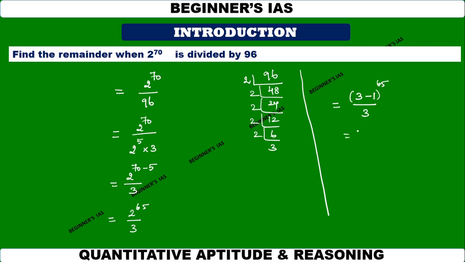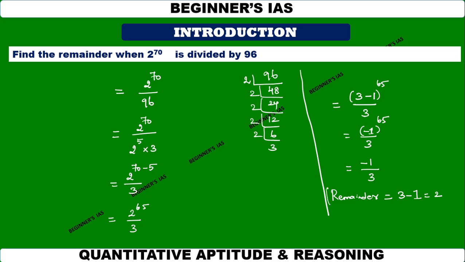Now what you have to do? 3 by 3 leaves remainder 0. Now just take minus 1 the whole power 65 divided by 3. Be careful that minus 1 power an odd number gives the resultant as minus 1. So now divided by 3, how to find the remainder? If the resultant carries a negative sign, it is simply the denominator minus the numerator. This is nothing but 2, but this is not the final remainder.